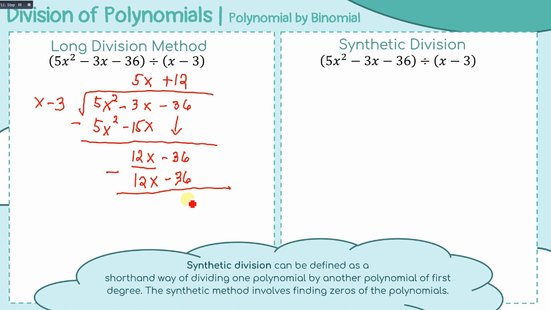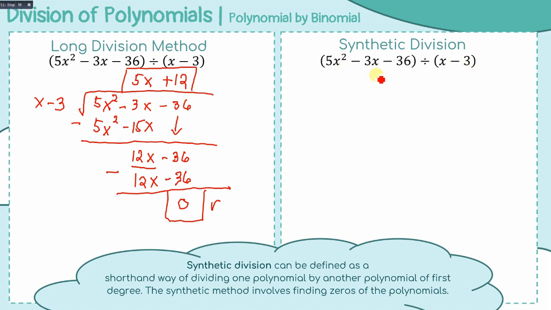Now, in comparison to the long division method, I will be doing the synthetic division. So what is synthetic division? It is defined as a shorthand way of dividing one polynomial by another polynomial of first degree. The synthetic division also involves finding zeros of the polynomial. In this case, we have the same given polynomials. The divisor is x minus 3, and the polynomial is 5x squared minus 3x minus 36. We must arrange them in descending order as well, and it is already arranged in descending order.